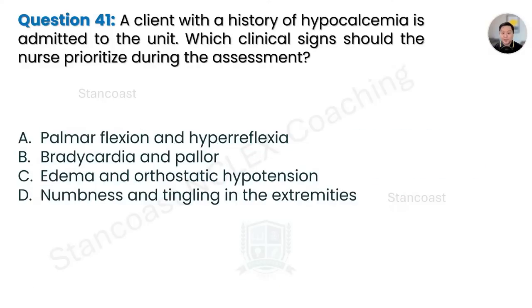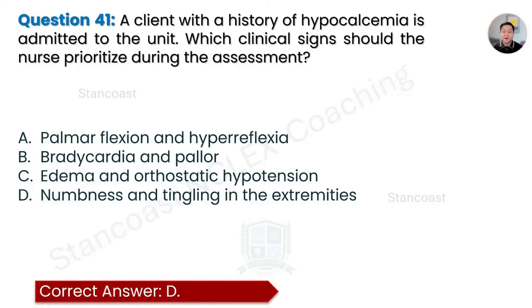Let's have number 41. A client with a history of hypocalcemia is admitted to the unit. Which clinical signs should the nurse prioritize during the assessment? A. Palmar flexion and hyperreflexia. B. Bradycardia and pallor. C. Edema and orthostatic hypotension. D. Numbness and tingling in the extremities. The answer is letter D.